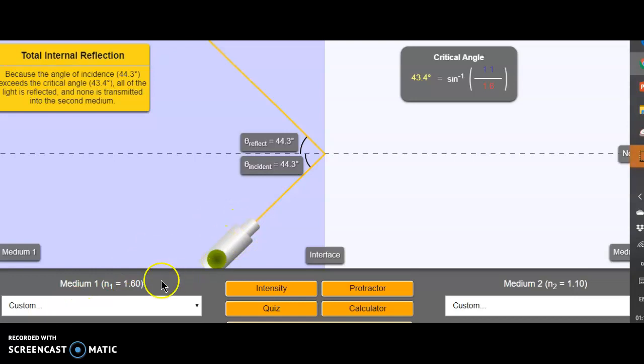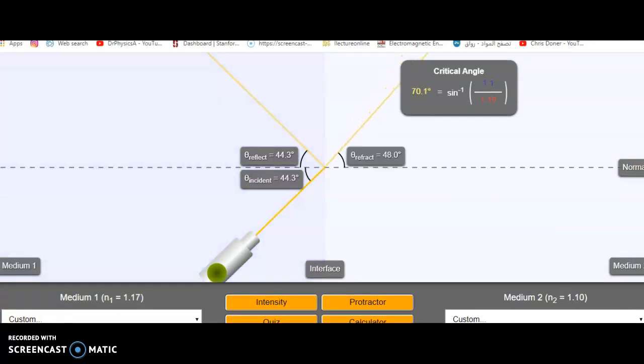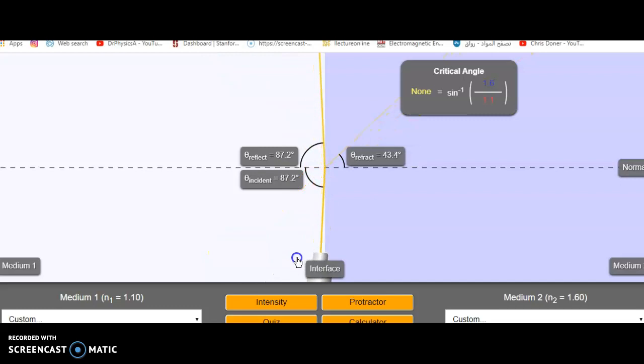Suppose I come here to our first example. Look here, I'm going to switch them: this is 1.1, and I'm going to make this one 1.6. Look now, could we have a critical angle? No, there's no refraction at all, because n1 should always be greater than n2. Since we have n1 less than n2, we are not able to see the critical angle.